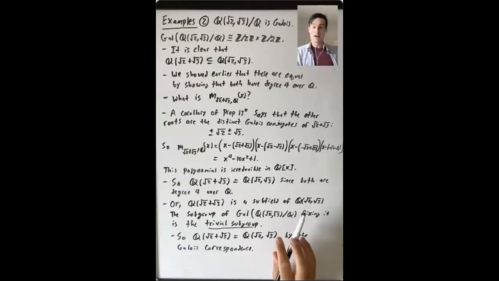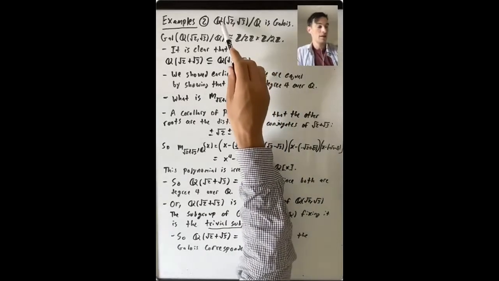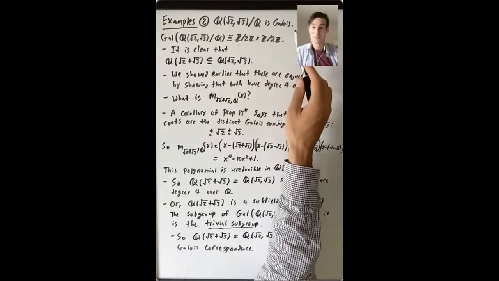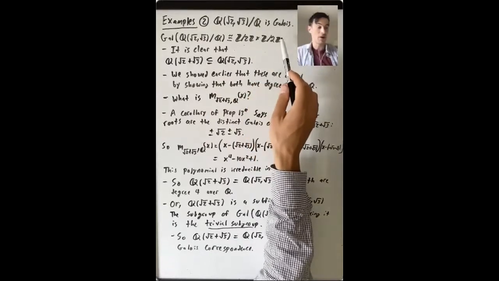In this video, we'll talk about two more examples of the Galois correspondence in action. So first, we'll return to an example we've studied quite a bit already. Q adjoin square root of 2 and square root of 3 is Galois over Q. What is the Galois group? It's isomorphic to Z mod 2Z cross Z mod 2Z.